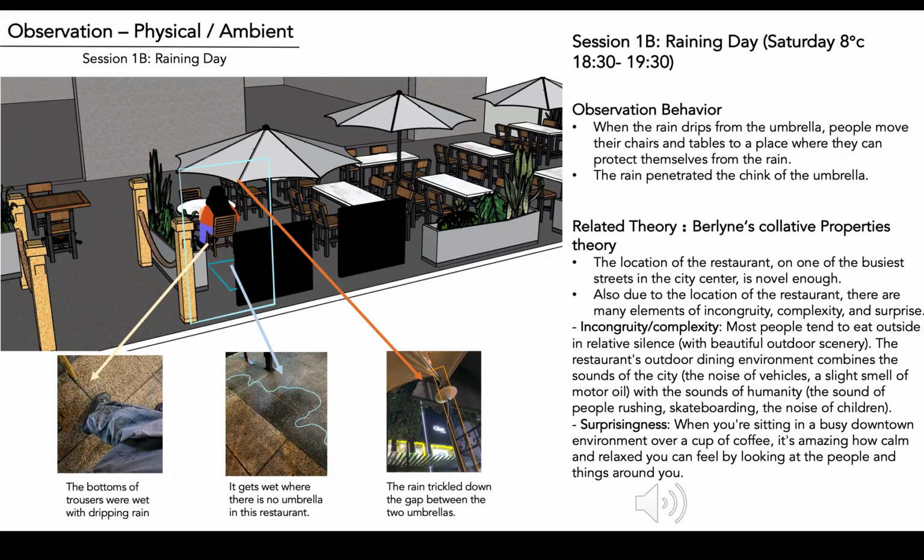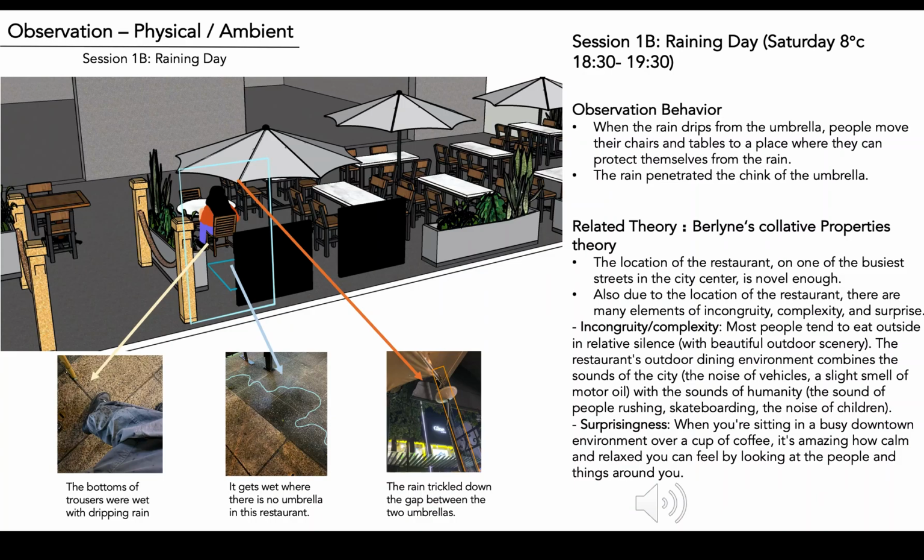I observed the running lanes in section B, and the most interesting behavior is that when the rain drops for the umbrellas, people move their chairs and tables to a place where they can protect themselves from the rain. And I think the Brooklyn series can especially notice that the location of the restaurant is on one of the busiest streets in the city center, and it is noble enough.